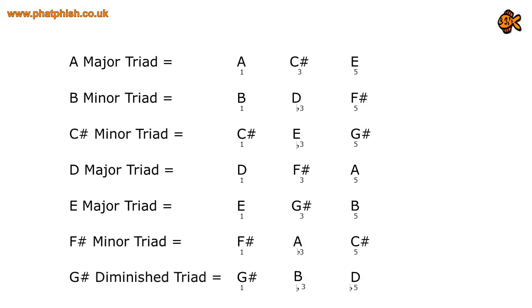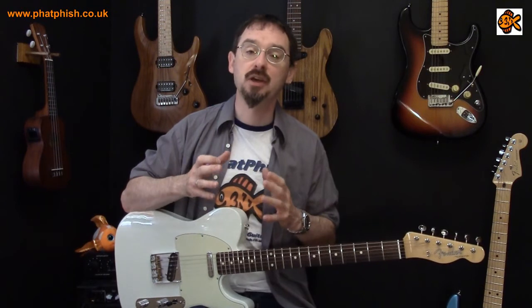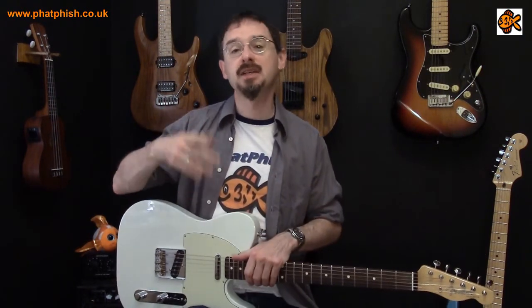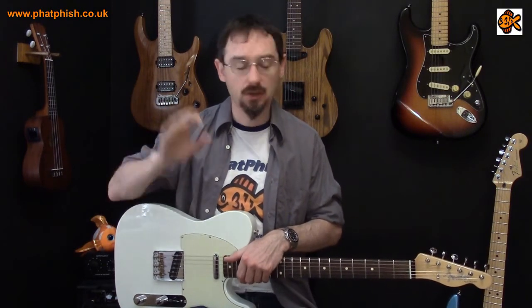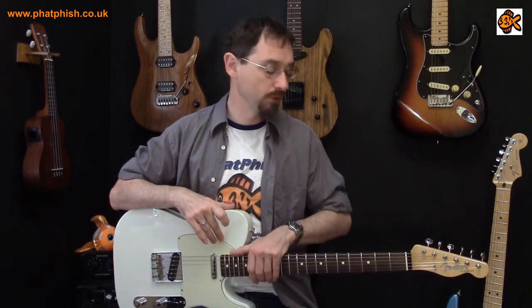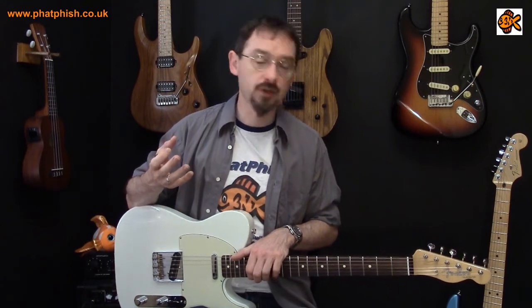So we've got an A major triad, a B minor triad, a C sharp minor triad, a D major triad, an E major triad, an F sharp minor triad, and a G sharp diminished triad. Okay, so this is a piece of knowledge you can take and apply to every major scale that you come across, and you can adapt it slightly and use it for different scale types. But that's another lesson for another day. Really, we're just concentrating here on triads in the context of a major scale.